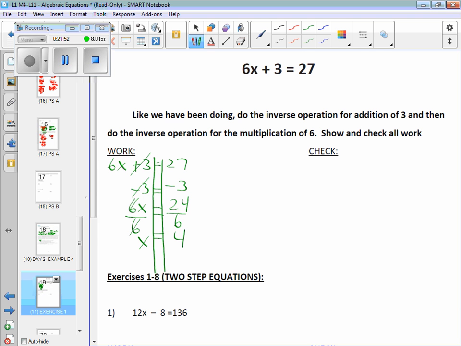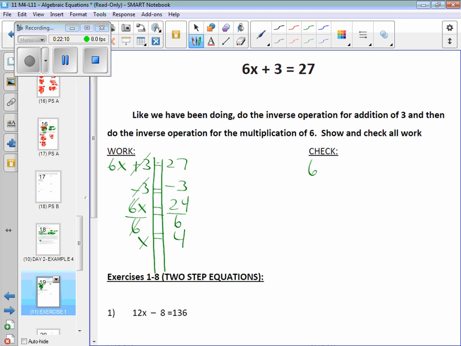Let's do a mental check before we do an actual written check. I'm going to take my 4, everybody. Look. Watch this, ready? 6 times 4 is 24, plus 3, 27. It's going to work. Okay?